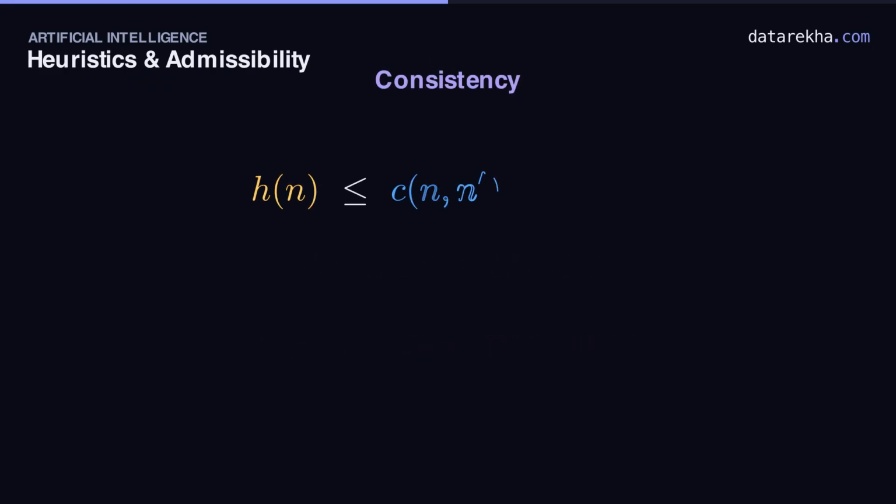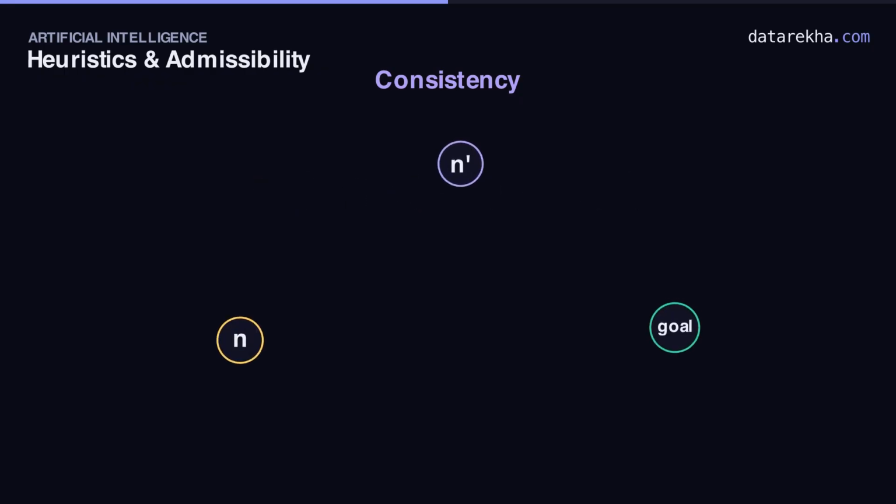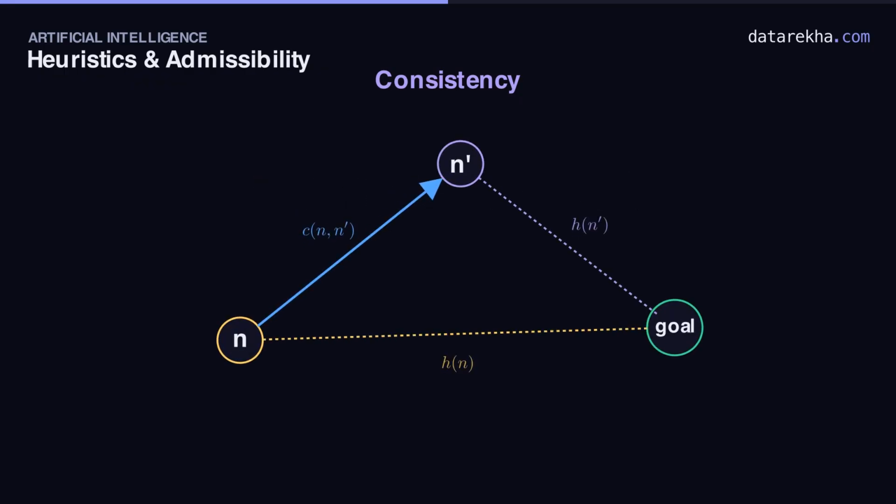There's a stronger, tidier cousin of admissibility called consistency, or monotonicity. It asks something about every single edge. Take a step from n to n prime, costing c. Then the estimate at n must be at most that one step plus the estimate at n prime. It's just the triangle inequality. Going straight from n toward the goal can't be dearer than detouring through n prime first. The guess is not allowed to drop faster than the road actually falls.